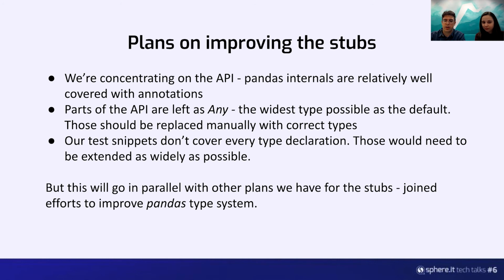We have pretty good coverage right now. We cover most of the major classes. However, we haven't finished our work. There is still a lot to do, a lot of signatures to match, a lot of tests to fix, and there's still a lot of work to be done. And as I said, our test snippets don't cover every declaration possible. We have plans to extend them as widely as possible.